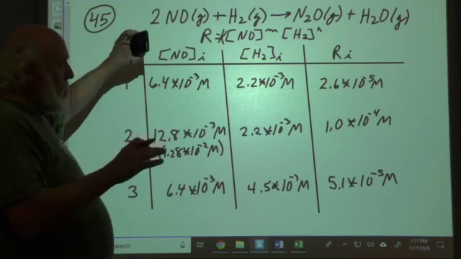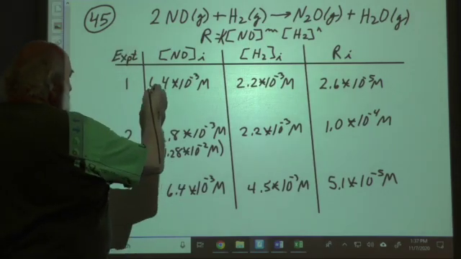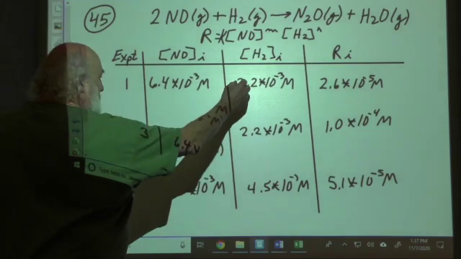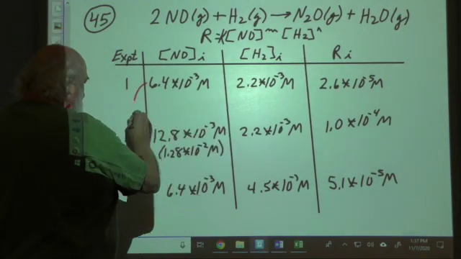So let's start with the first, NO. We see that NO is changing from 1 to 2, and we see that H2 is not changing from 1 to 2. So this would be a good start here. So we go like this.